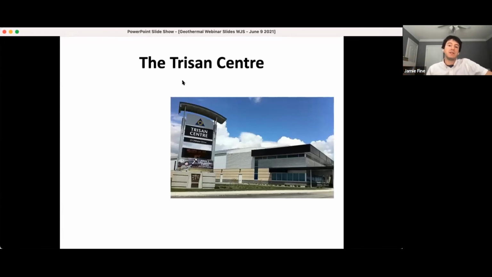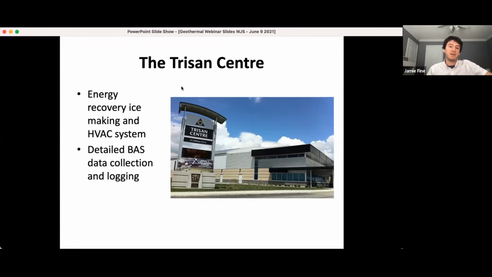Specifically, the example building we looked at was located in King City. It's called the Trison Center. This building is actually rather sophisticated. It uses energy recovery from the ice making system with its HVAC system. So the heat that it takes out of the ice sheet, it actually uses to heat the building, and it can improve the energy efficiency of the building because of that.